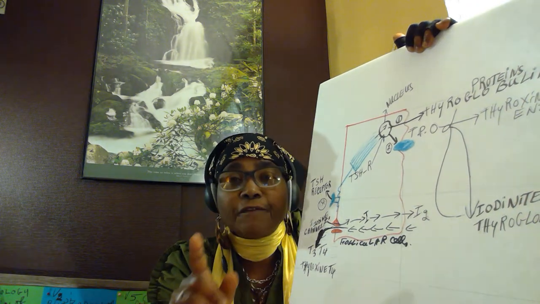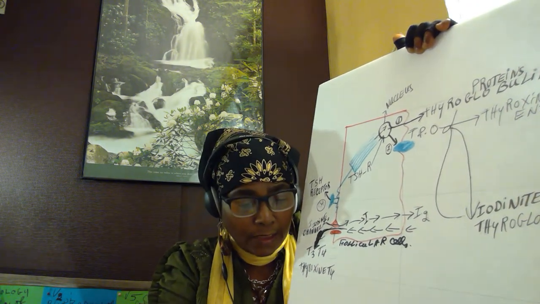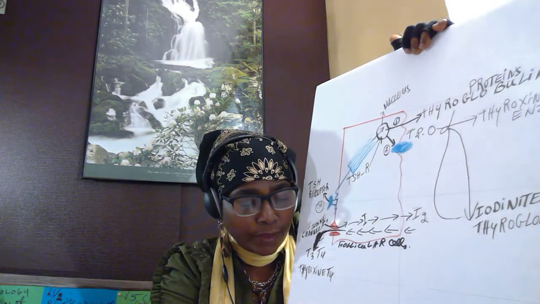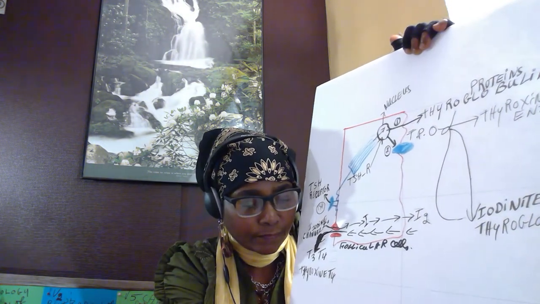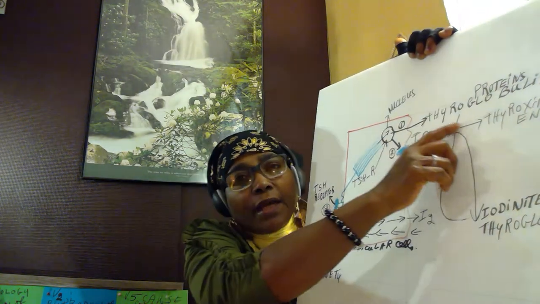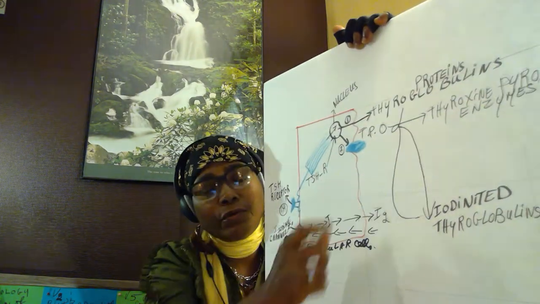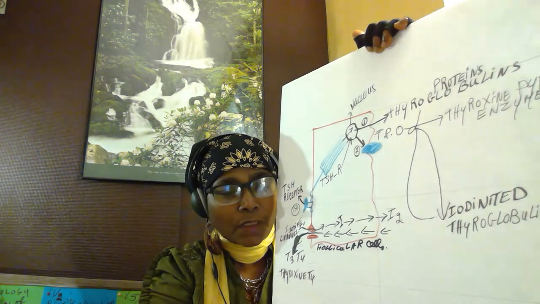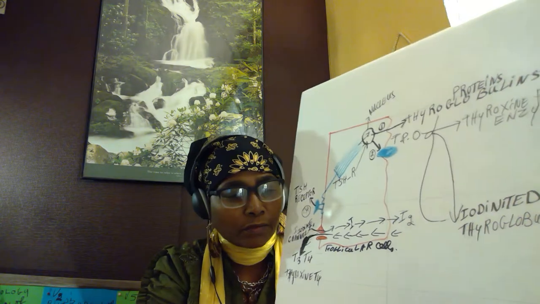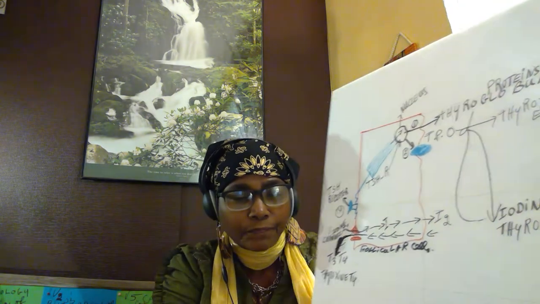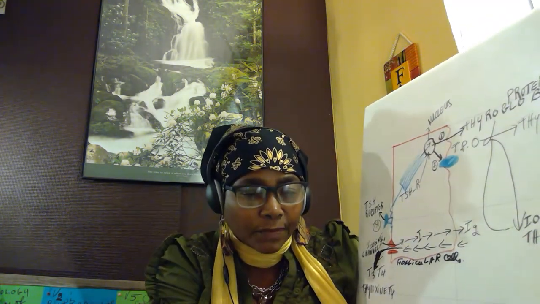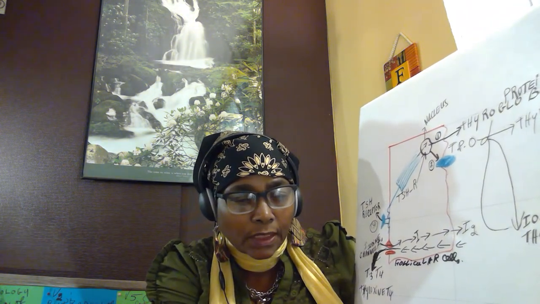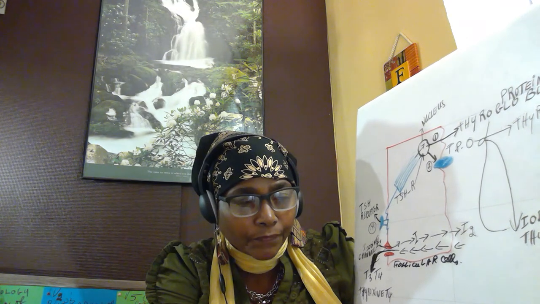That protein is called thyroglobulin. Thyroglobulin. You see the name? It's a protein. Now, that protein called thyroglobulin, okay? That increases the expression of a particular gene that causes thyroglobulin. Okay?